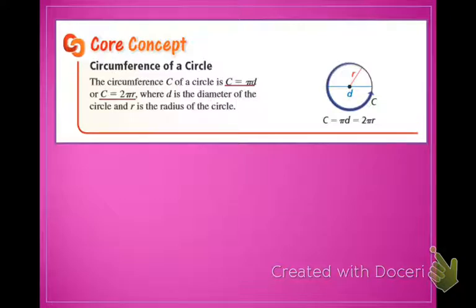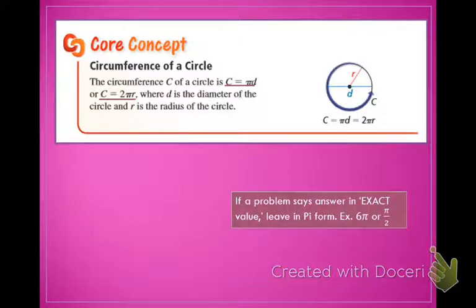One thing to note, you'll want to write this on your notes. If a problem says give an exact value, you're going to leave it in form with pi. I'll explain what that means. These are your 2 examples, 6 pi or pi over 2. So if it says give the exact value, you need to leave it in terms of pi. On your notes.